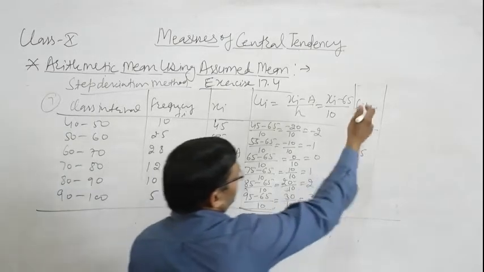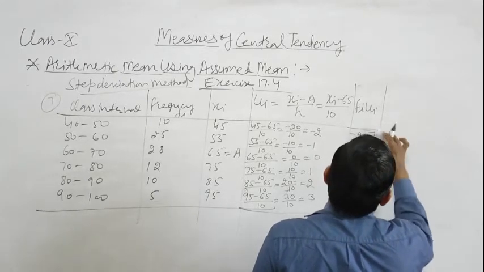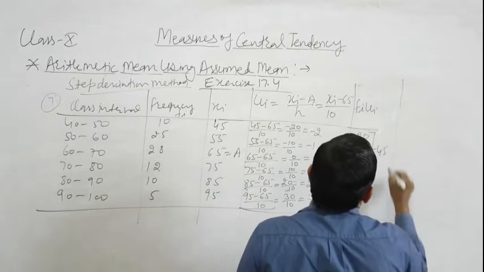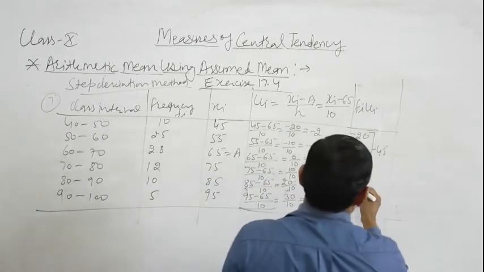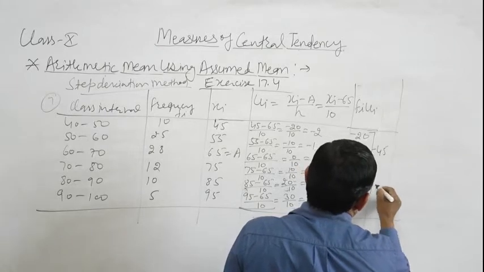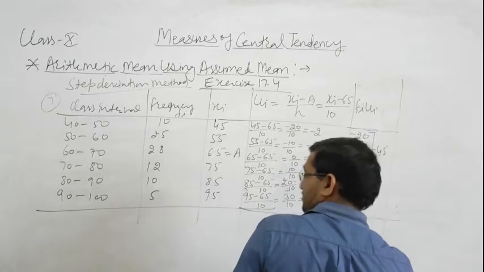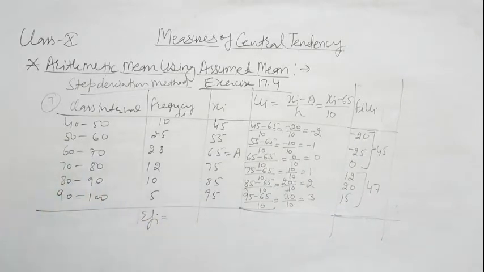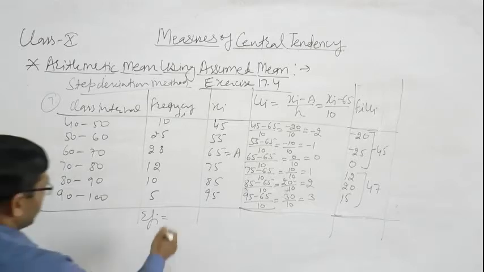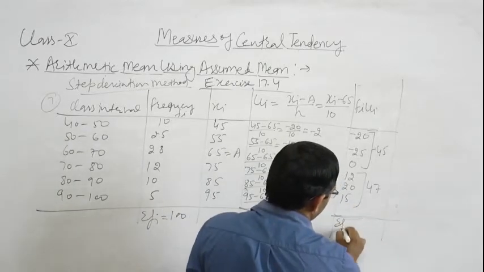Then the sum of negative numbers is 45, and the sum of positive numbers is 47. Then we find sigma fi and sigma fi ui.